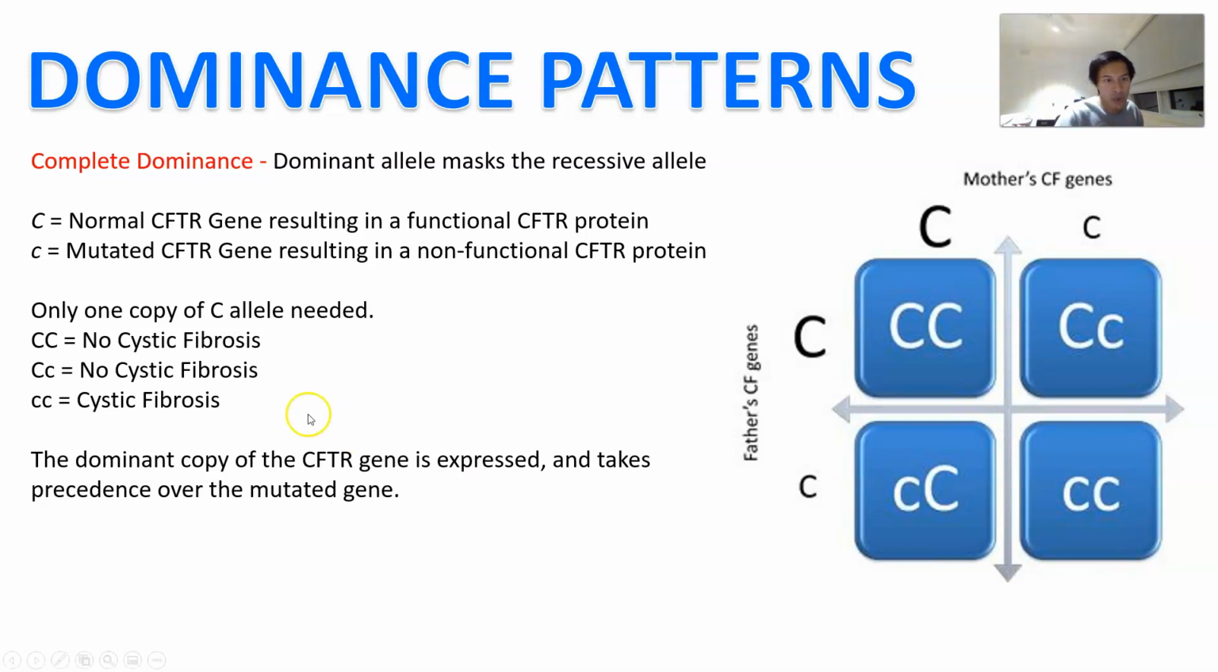Now, the giveaway is this one here, the heterozygous genotype. If the heterozygous genotype ends up with the same phenotype, the same trait, no cystic fibrosis is the trait, as your homozygous dominant allele combination, your genotype, then that tells you that it is a complete dominance feature.